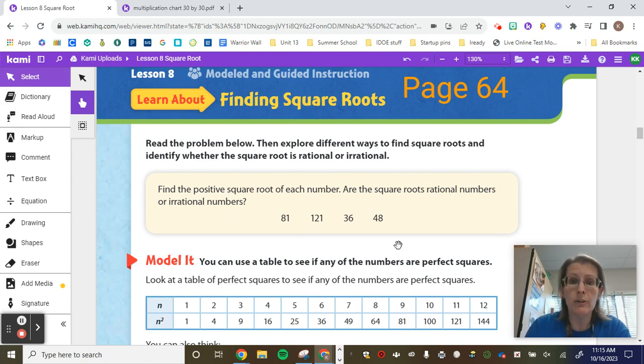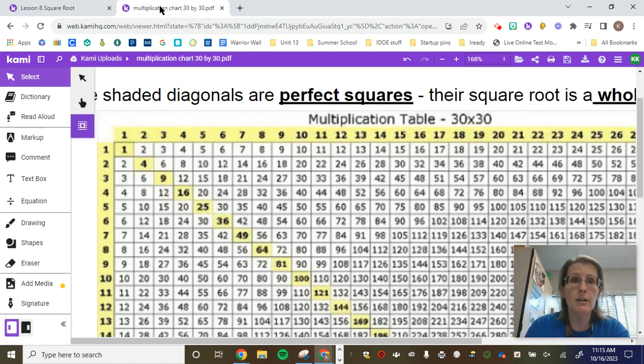So we have 4 numbers here. You should have gotten a multiplication table. So on your multiplication table, the perfect squares are the ones that are in a diagonal, that are the whole number, like 2 times 2 is 4, 3 times 3 is 9, 7 times 7 is 49. Those are the perfect squares.